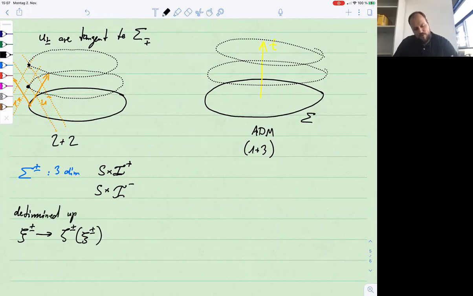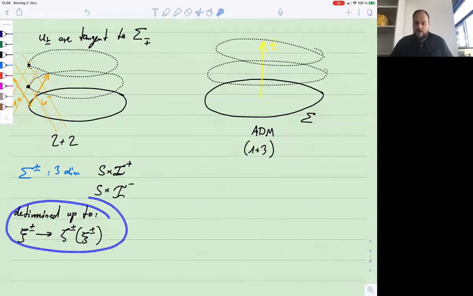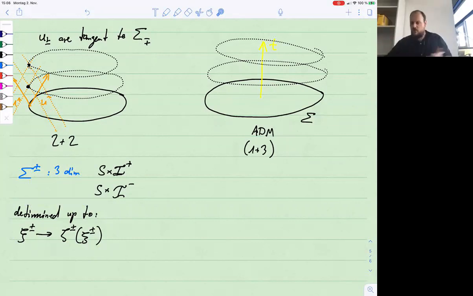And this will be important, because later when we need to understand how to construct diffeomorphism invariant quantities, we need to keep this in mind, because we will have to understand which objects are invariant under diffeomorphisms, because otherwise we have a notion which we can change to whatever we want. Questions so far?